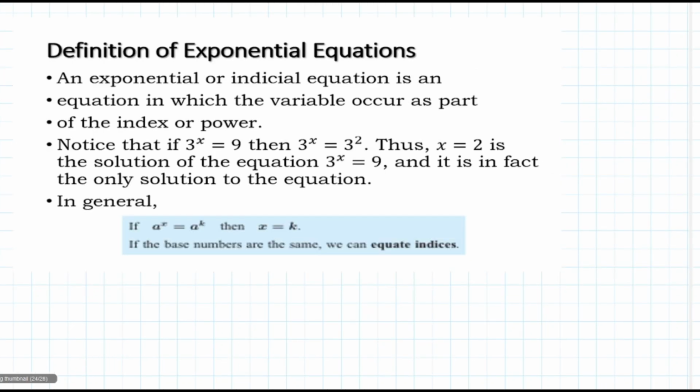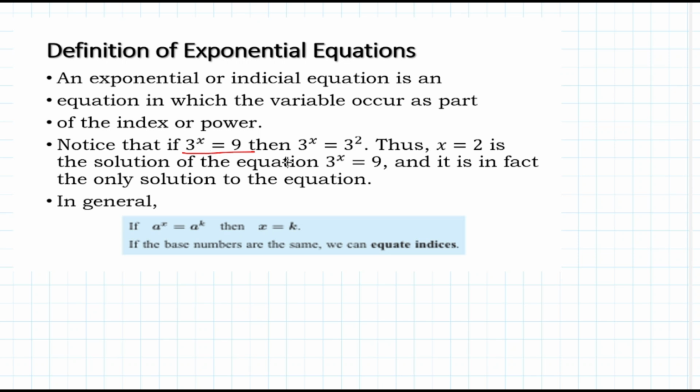Now let's go to exponential equation. When we talk of exponential equation, we are talking of equations involving indices. When an expression has an equality sign and contains an unknown, we call it an equation. When the expression is in index form, we call it an exponential equation. An exponential or indicial equation is an equation in which the variable occurs as part of the index of the power. For example, in 3 raised to power x equals 9, the index is x, and we have to solve for x.